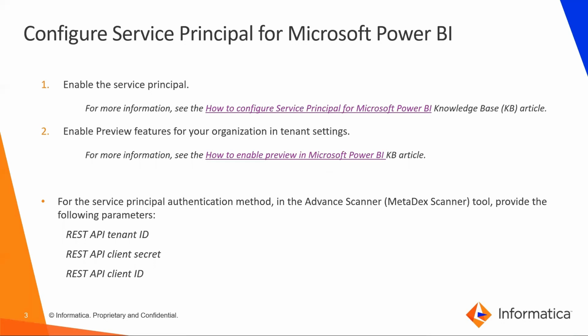Before I jump into the Azure dashboard and start making the changes, we need to remember that we will be needing three details if we are using service principal. We will be needing the tenant ID, client secret, and client ID. So when we make changes for the service principal in Microsoft Azure side, we need to note down all these three details, as they will be needed to configure in Advanced Scanner UI.